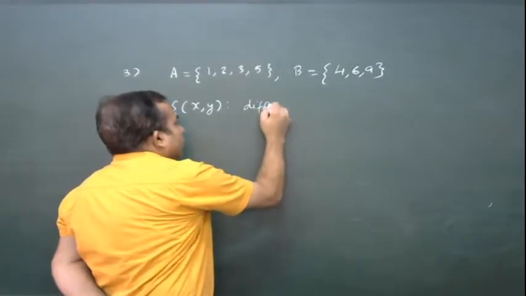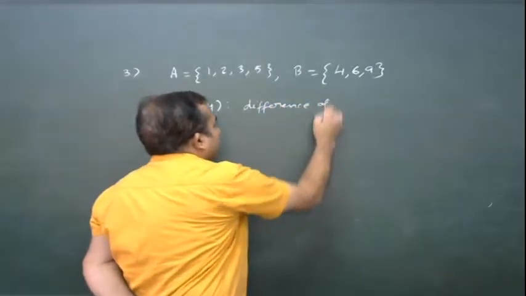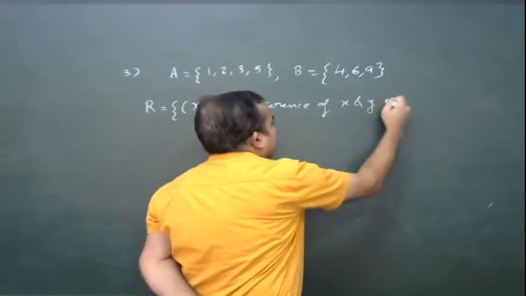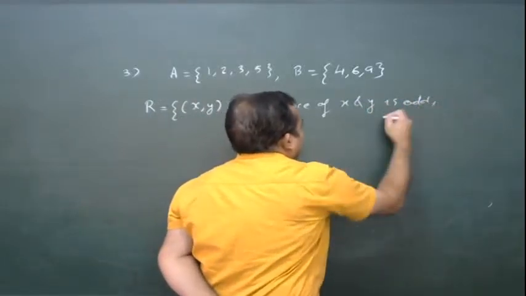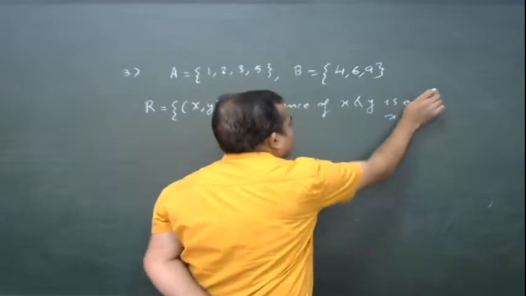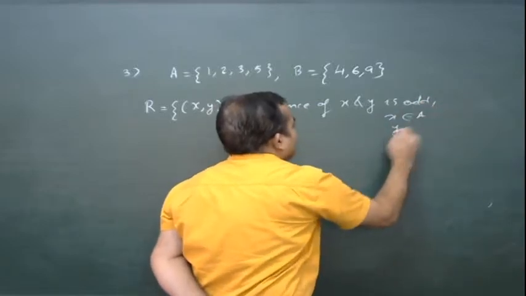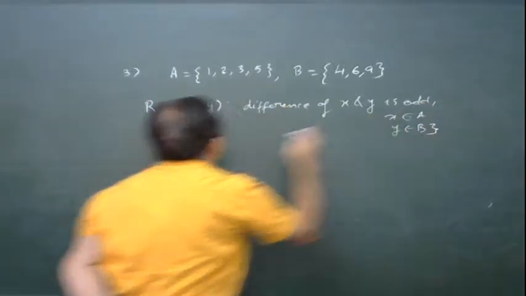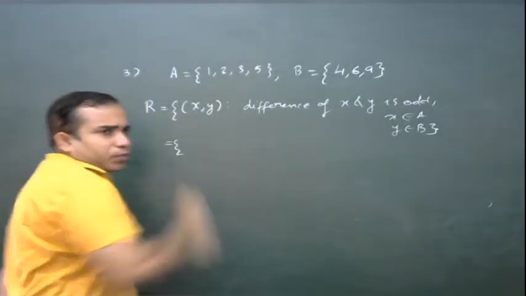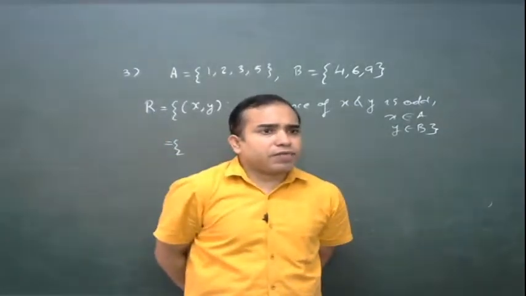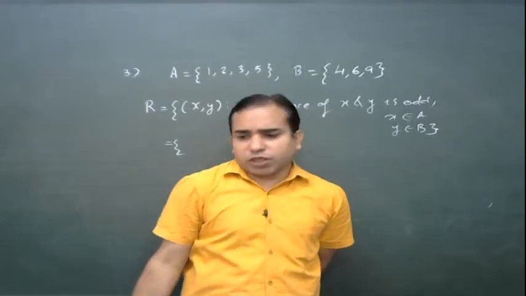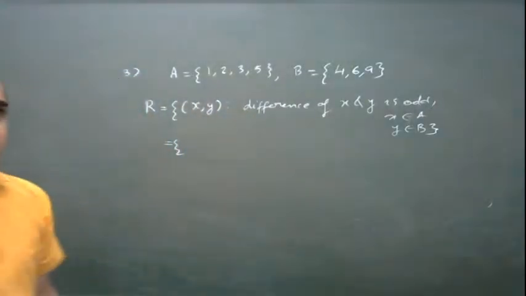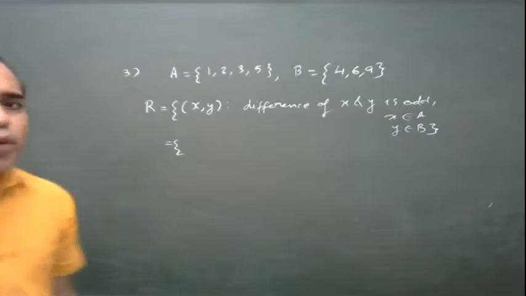A relation R is defined as the set of (x, y) such that the difference of x and y is odd, where x belongs to capital A and y belongs to capital B. Let us write its roster form. They are asking us to define a relation and write R in roster form. Only roster form they are asking, and not asking any domain or range.